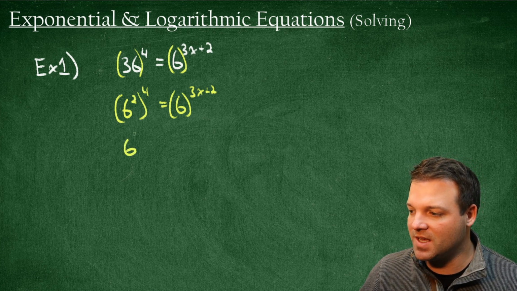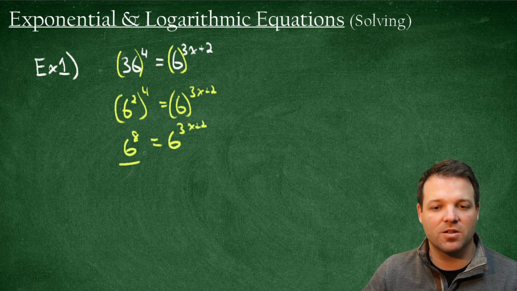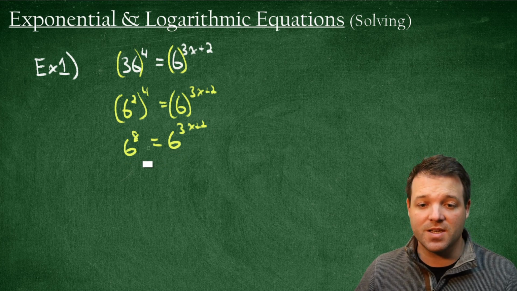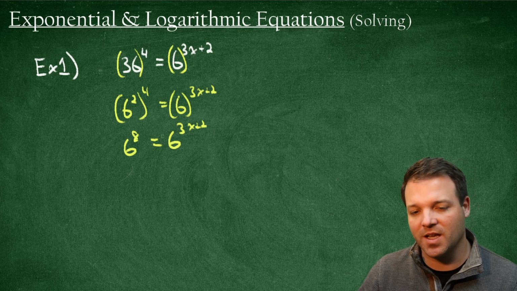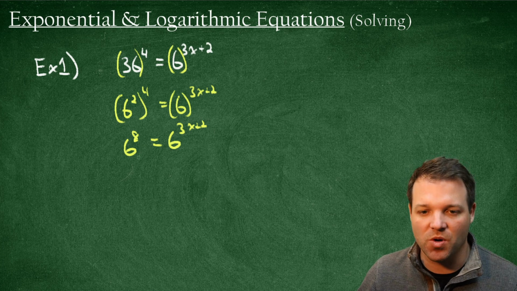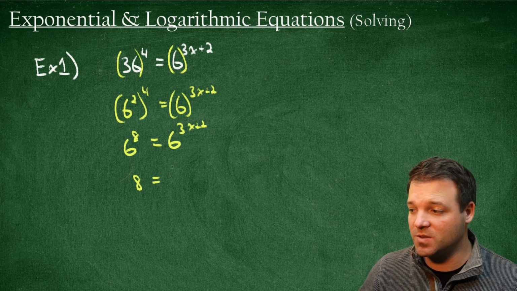So that means we have 6 to the 8th power is equal to 6 to the 3x plus 2. Right, and now you can see that these clearly have the same base, which means that these exponents, since these have the same structure, meaning there's just an exponential on the left and one exponential on the right, and they have the same base, those exponents must be equivalent. Meaning I can drop them down and say, well, the 8 must be equal to the 3x plus 2.